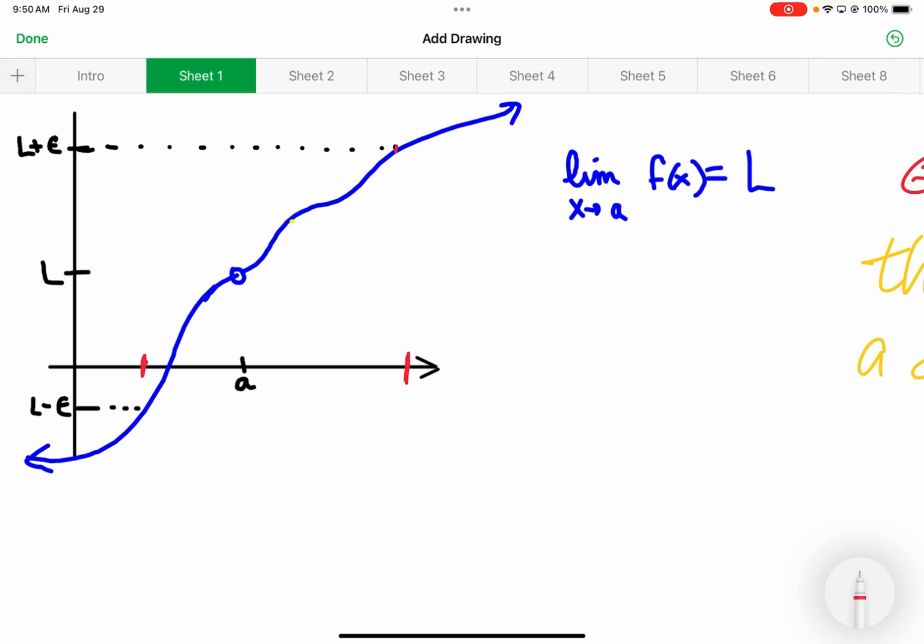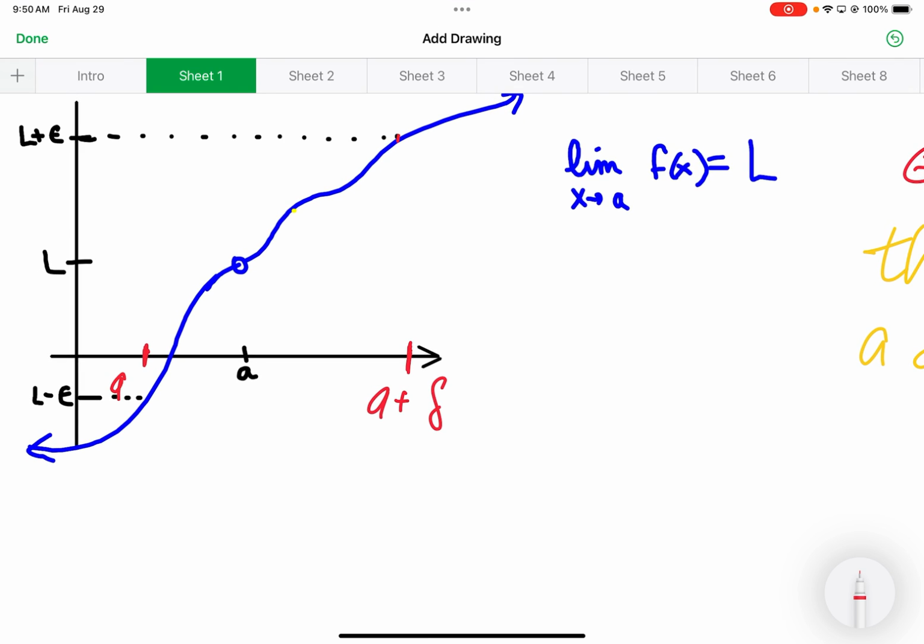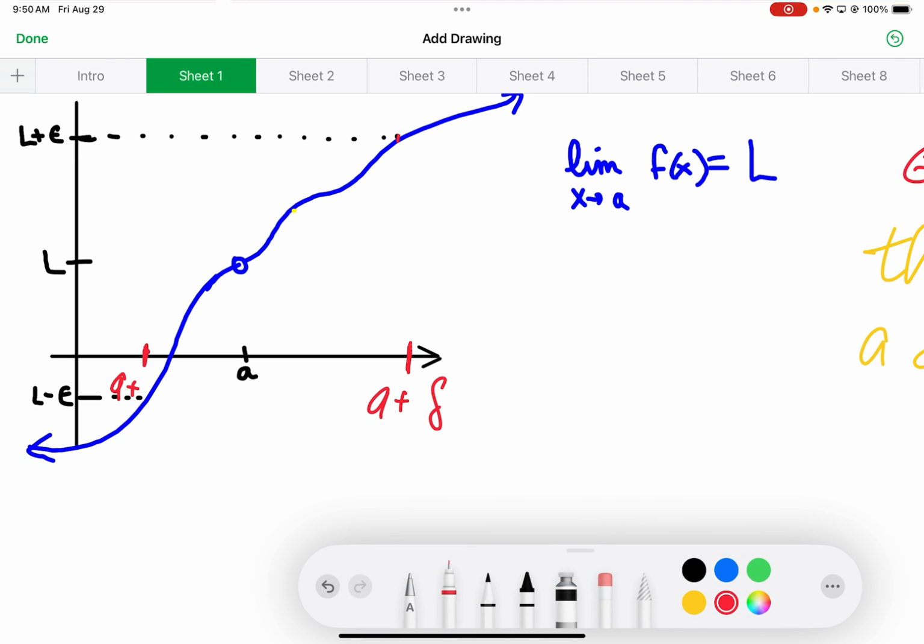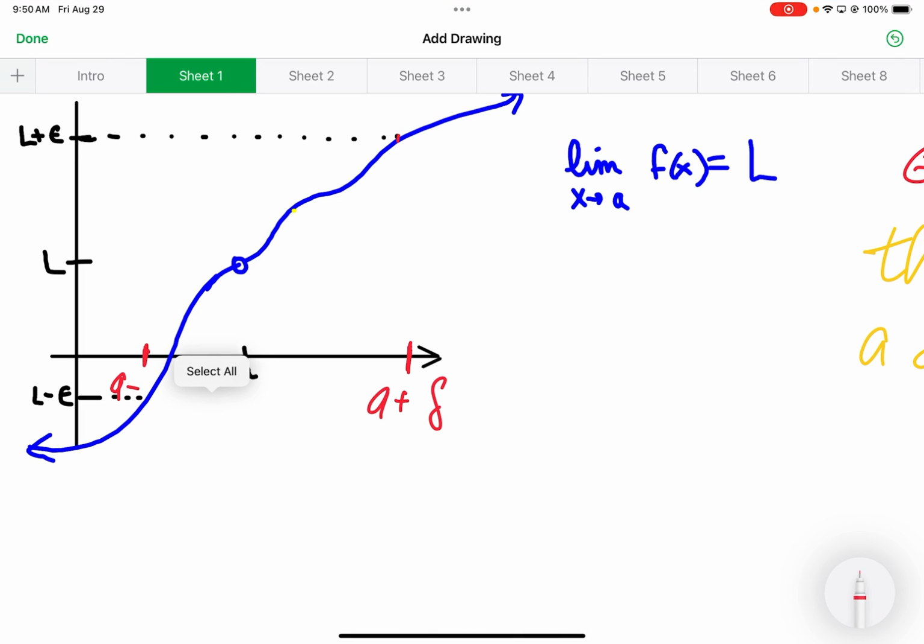Basically, we need to be able to pick a span of values such that our L plus epsilon can be mapped to a specific input, or at least a range of inputs into our function. We're going to call that, using delta. This is the Greek letter delta, lowercase delta. So here is going to be a plus delta, and a minus delta is there.